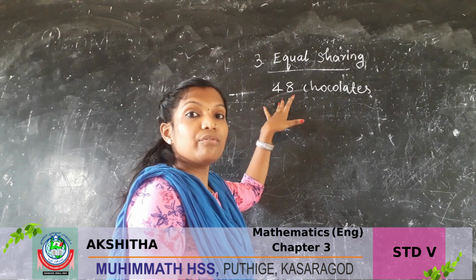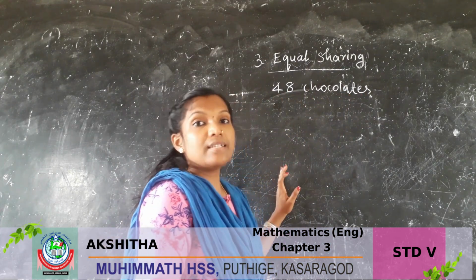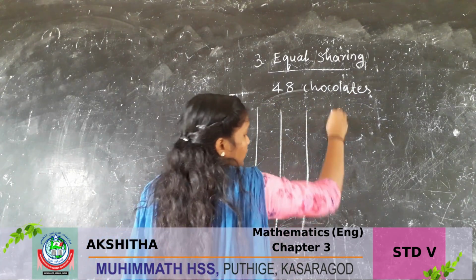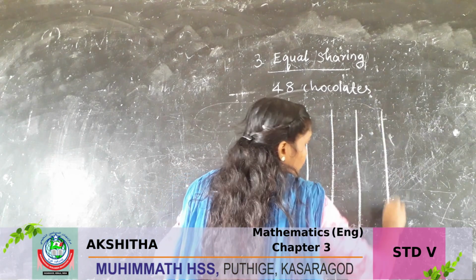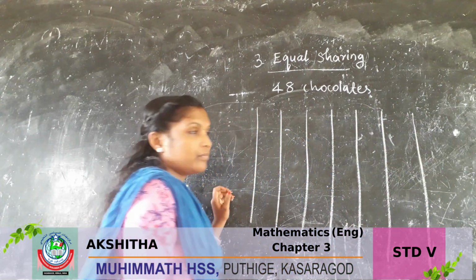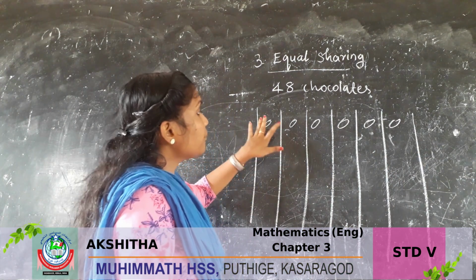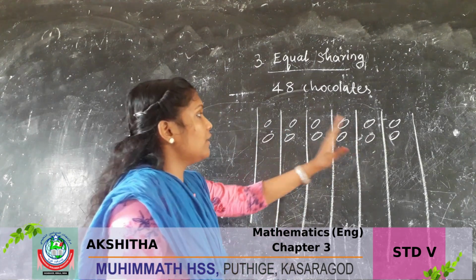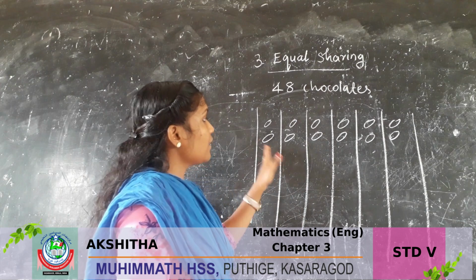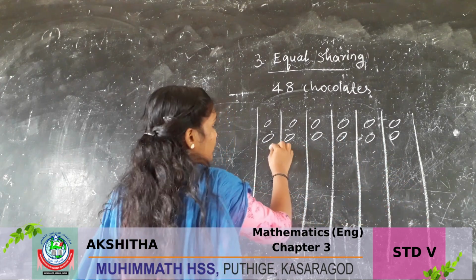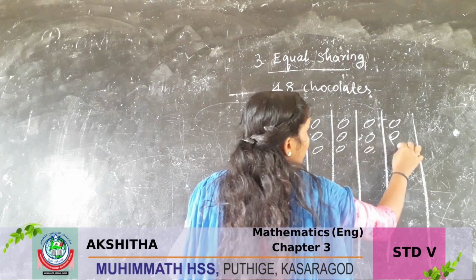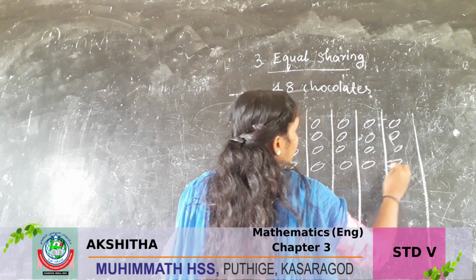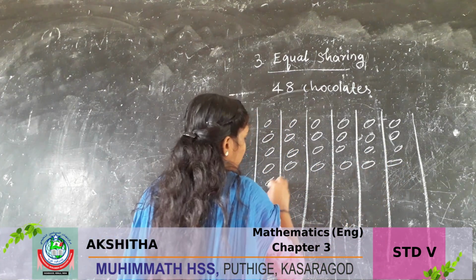Let us see how we divide 48 chocolates among 6 groups. First, give 1 chocolate to each group. Look at the next: 6 chocolates, 1 chocolate to each group. Next, again 1 chocolate to each group, again 6 chocolates. Again here, 6 chocolates.